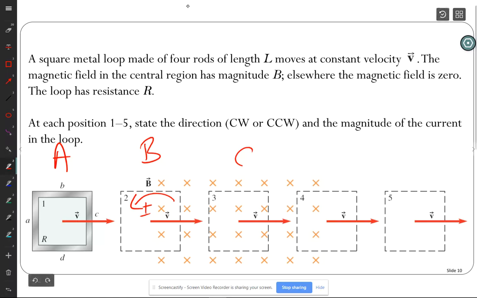And what about finally D, going from the magnetic field into no magnetic field? There is a changing flux, hence there's going to be a current.